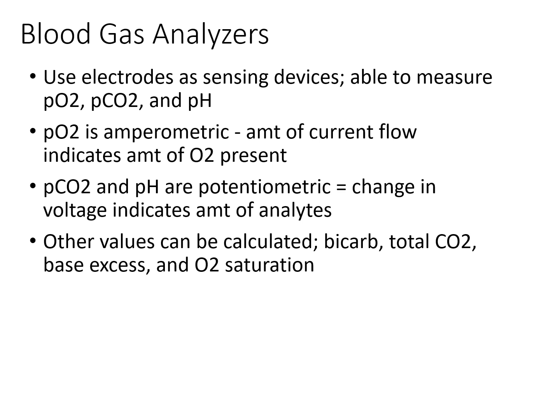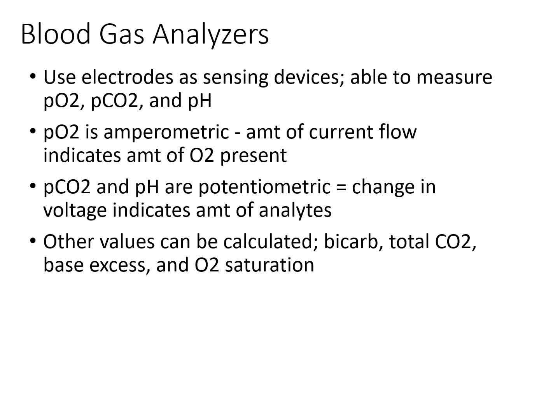So the measurement of partial oxygen is amperometric. This means the amount of current flow through the electrode corresponds to the amount of oxygen present in the sample. So more oxygen leads to a greater flow. Measurement of the partial carbon dioxide and pH: the measurements of both of these are potentiometric. The potentiometric sensing is a change in voltage, which indicates the concentration of the analyte that we're looking for. So the voltage changes reflect the amount of carbon dioxide and hydrogen ions in the blood.